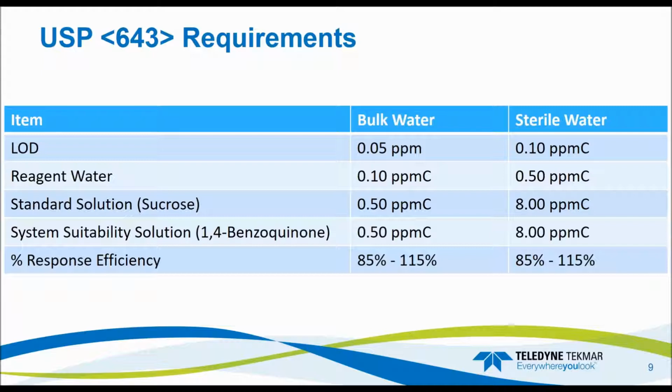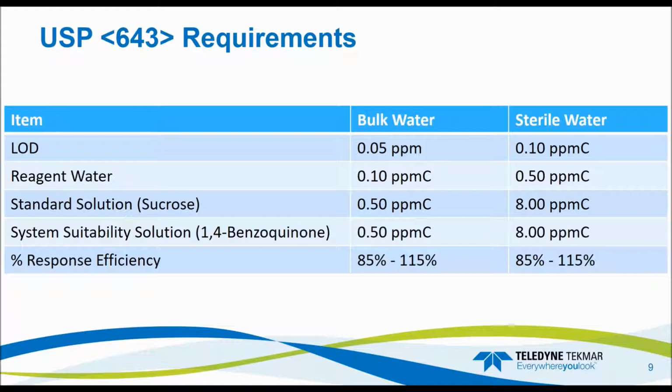For the reagent water, it's also 2 different standards. For the bulk water testing, your reagent water should come in at less than 100 parts per billion, while for the sterile water level testing, it should be less than half a ppm. Honestly, if you're having problems getting below half a ppm on the Fusion, you have other problems. You have some major contamination, your issues carry over, bad reagents, something's going on. You should never have that high a level carbon in your water.